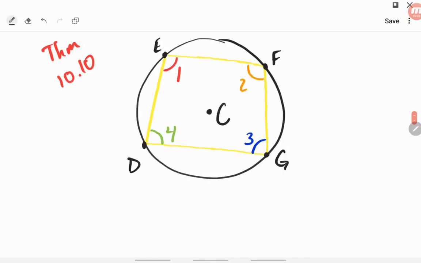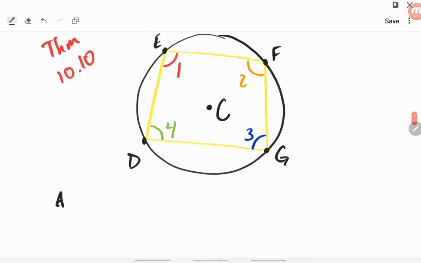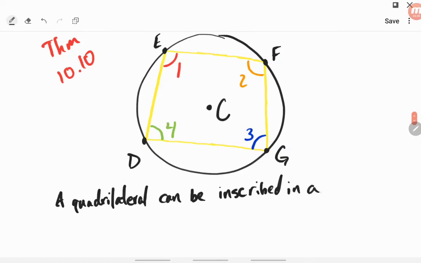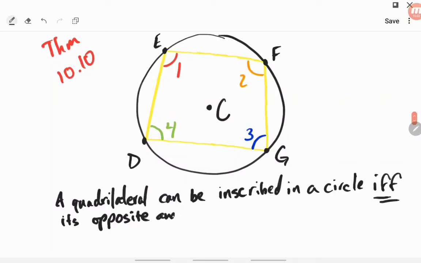Okay, so we're going to write here, we're going to say a quadrilateral can be inscribed in a circle if and only if its opposite angles are supplementary.